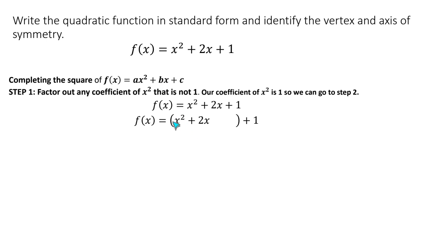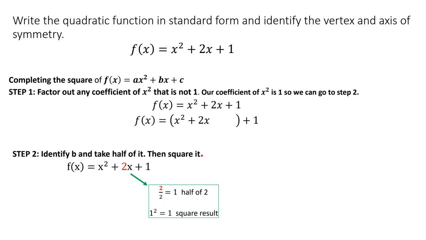But I'm still going to group my two terms that have variables in it. So x squared plus 2x. And then I'm going to leave a gap here because remember, we're going to insert something in there. And then I have my +1. So your next step is to take half of 2. So 2 divided by 2 is 1. And then we're going to square it. So 1 squared is going to be 1.